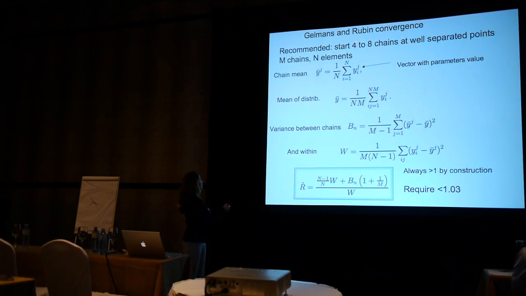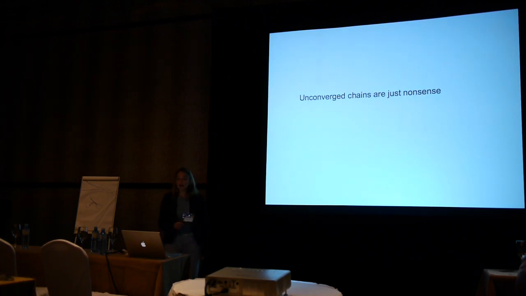It's true that you need to start 4 to 8 chains, but with a multiprocessor computer, it's really good because this is parallelized very easily. You just run this and you run this and you don't talk to each other until we need to do this operation. So that's not a problem. Okay, so let me repeat. Unconverged chains are just nonsense. Never do parameter estimation for unconverged chains because you're going to get nonsense.